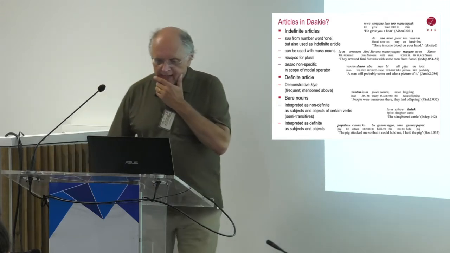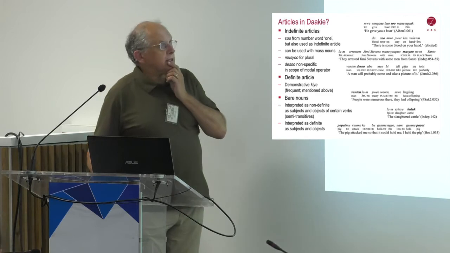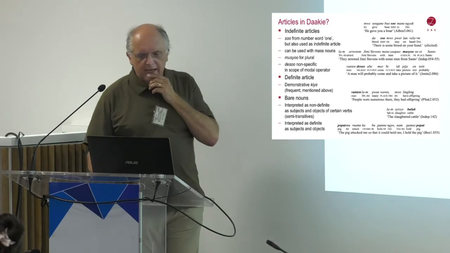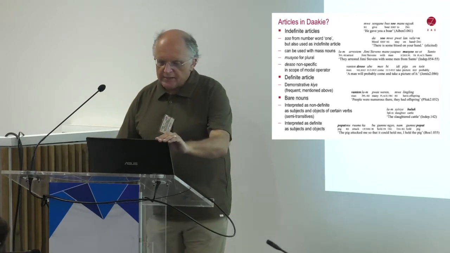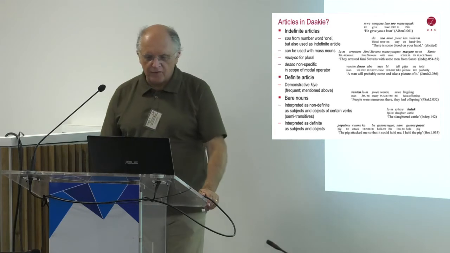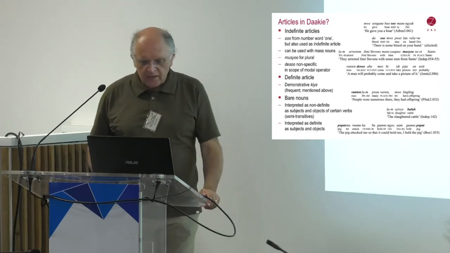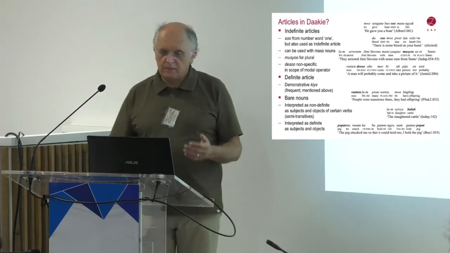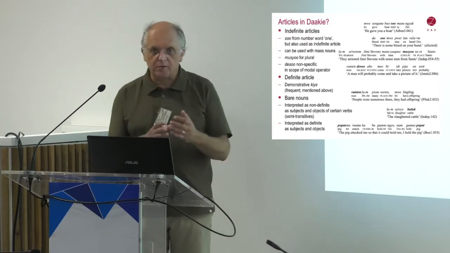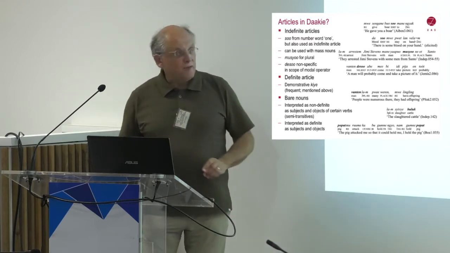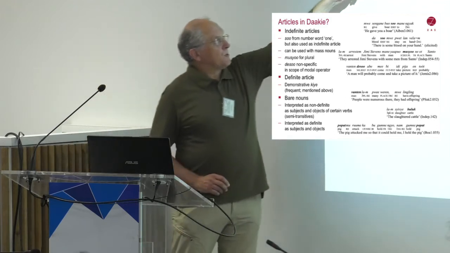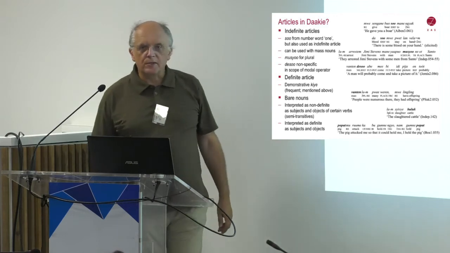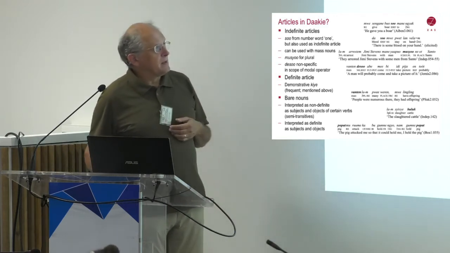Now, are there articles in Daakie? Well, I think it is at least a language that has quite a lot of expressions that are used like articles. There is the indefinite article derived from the word so, for one. This is a word that can be also used with mass nouns, with water, meaning a spot of water, for example, or a spot of grass. We have musio for plural, and we have deso for an indefinite article that is non-specific, that occurs in the scope of a modal operator.